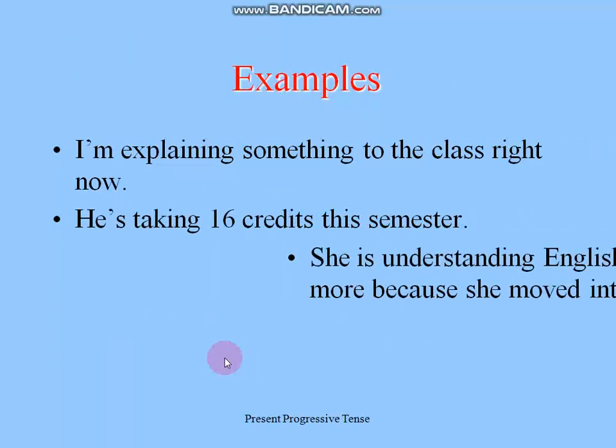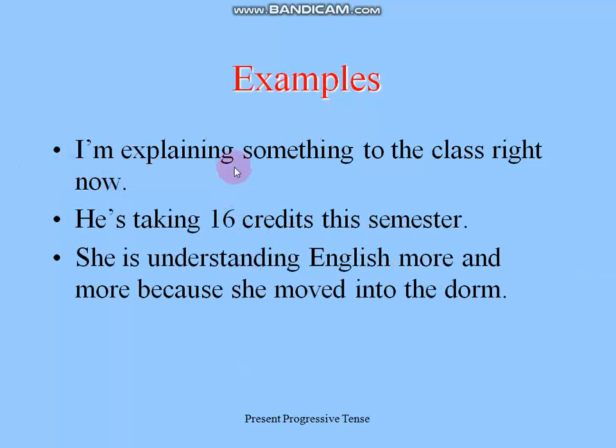Examples. I am explaining something to the class right now. I am explaining, continuous. He is taking 16 credits this semester. She is understanding English more and more because she moved into the dorm.